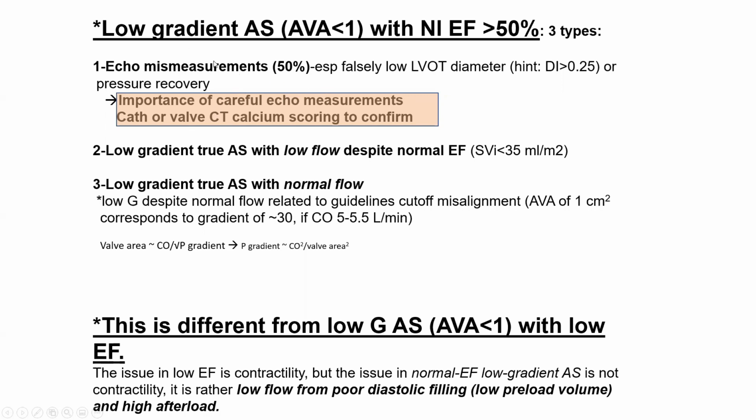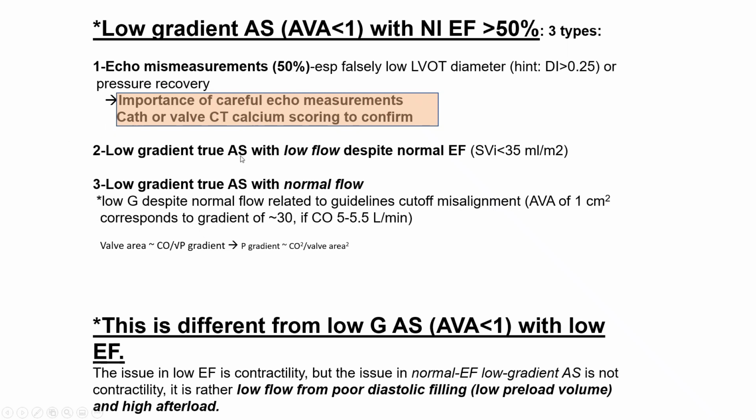So whenever you have this, the first thing is to remeasure, redo your echo measurement, preferably after controlling your blood pressure. The second step, if you still come up with the same valve area, is to do cath or valve CT calcium scoring. Those are the two techniques we do to confirm that. CT calcium scoring is the easiest. Calcium score of the aortic valve over 2,000 in men and over 1,200 in women confirms severe AS.